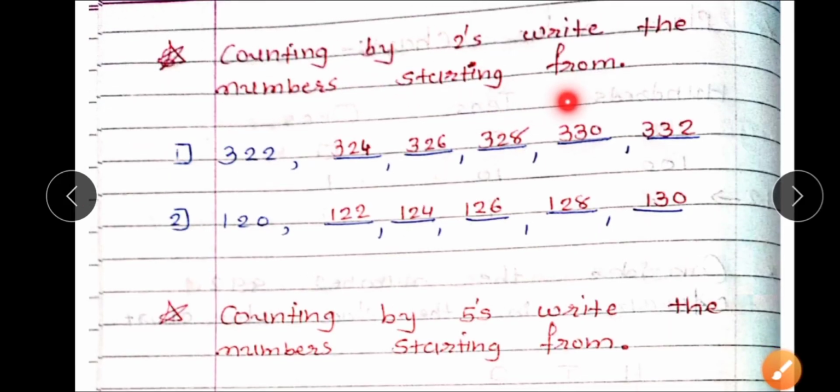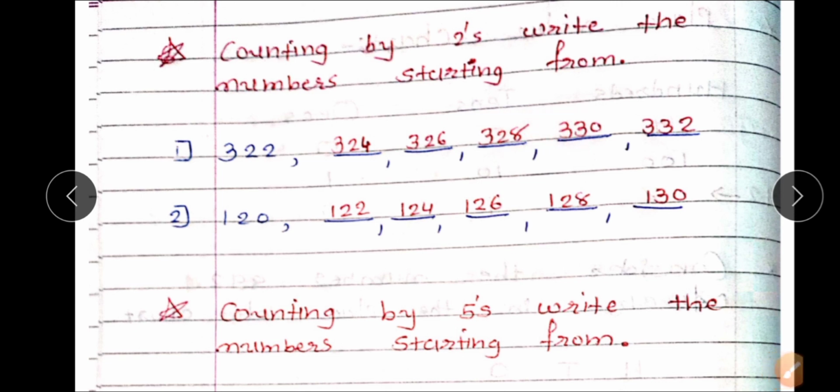Counting by twos, write the numbers starting from 322. Now you have to skip 2 every time. 322, 323. These two numbers we skip. Then which is the next number that will come? 324. Right. Now 324, 325 we will skip. Now which is the next number that will come? 326. Now every time we have to skip 2 numbers and write the numbers 328, 330, 332.